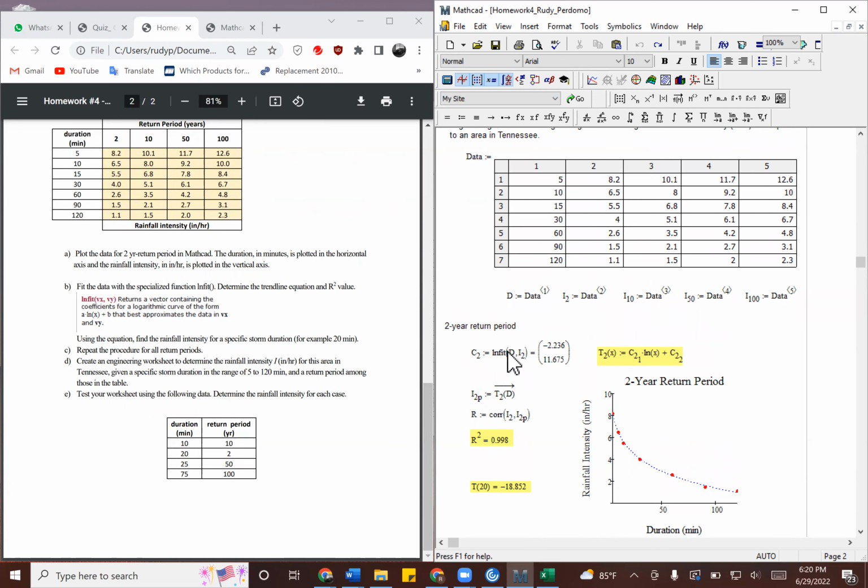So for the 2-year return period, the x values are d, and the y values are I.2. Wait, sorry. What's the difference between the lin fit and the ln fit? Lin fit asks us for the coefficients, the variables: x cubed, x squared, x1, right? It asks us for the variables.